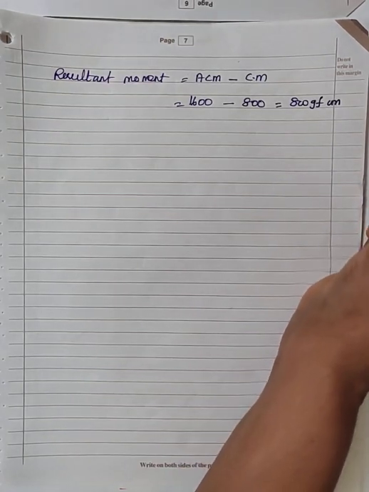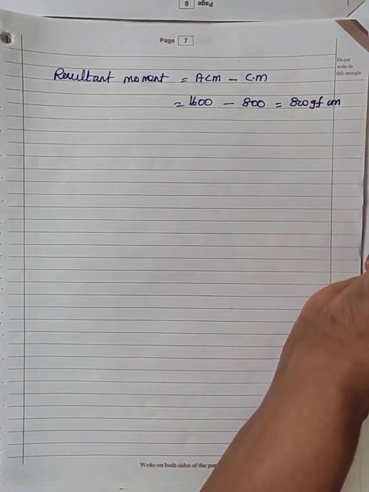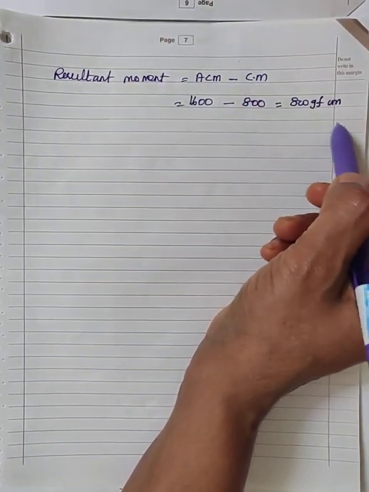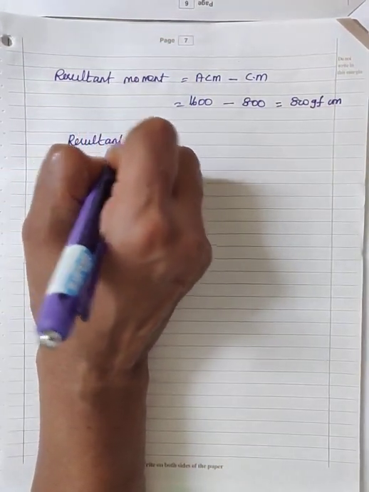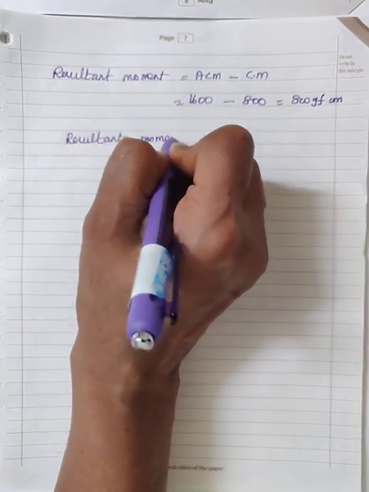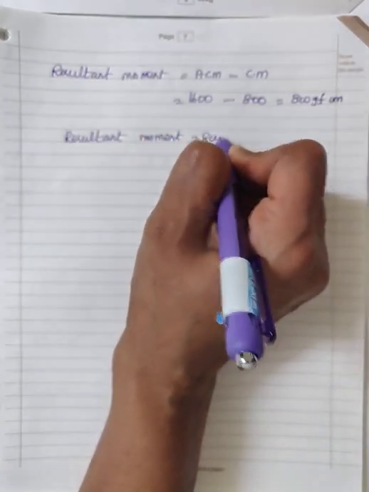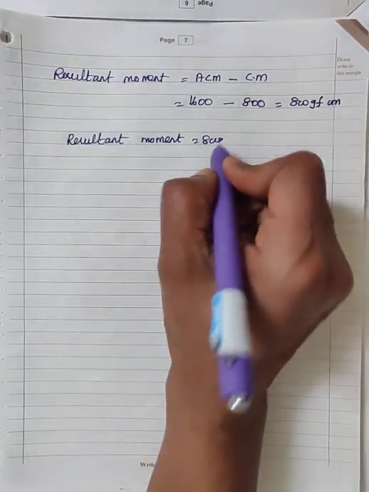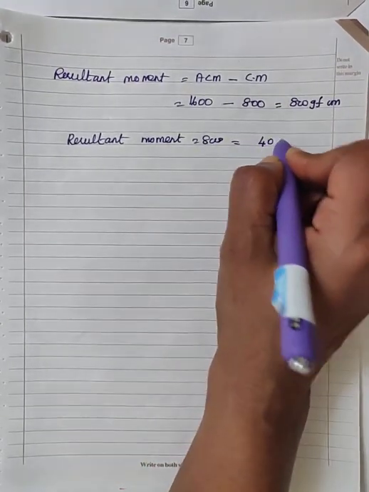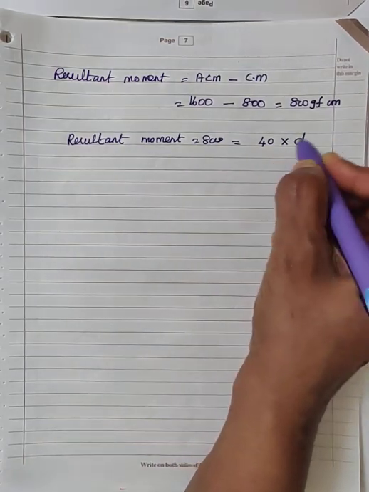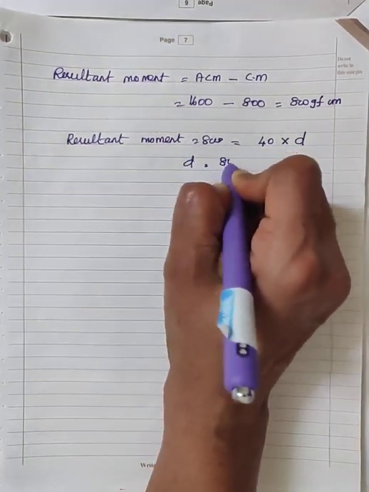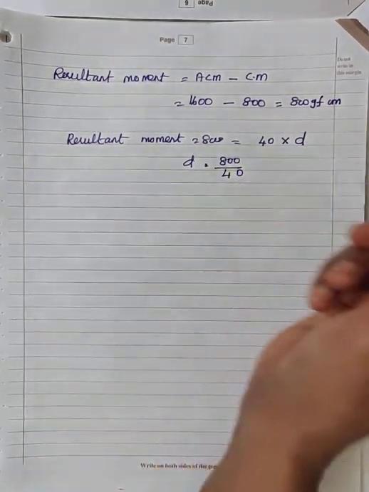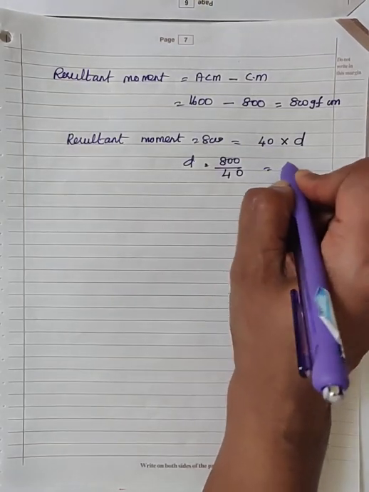Now you are asked to calculate how the ruler can be brought to equilibrium. For that, we have to balance this 800 gram force centimeter. So the resultant moment, which is equal to 800 gram force centimeter, should be balanced by the 40 gram force. At what point it should be suspended, that we have to find. That is 40 into D. So from this, D is equal to 800 divided by 40, which is equal to 20.